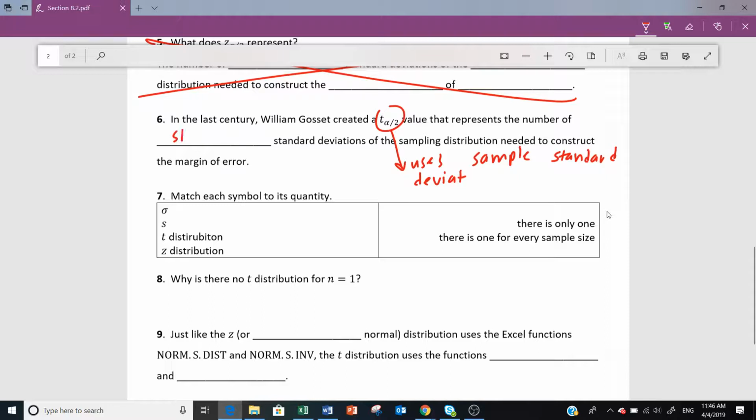Yeah, okay, or sample standard deviations. That's true, that is the blank. Okay, you're right. I guess I'm filling all the notes in.